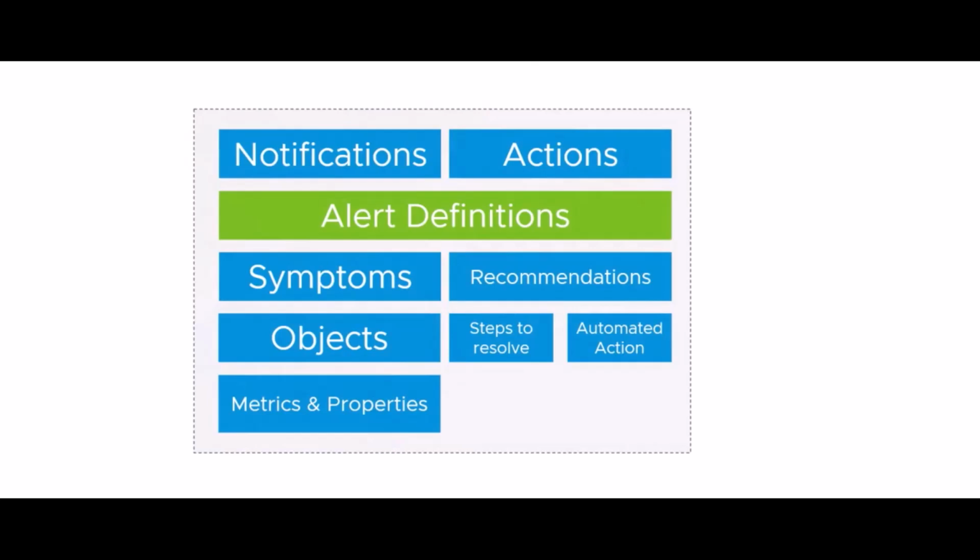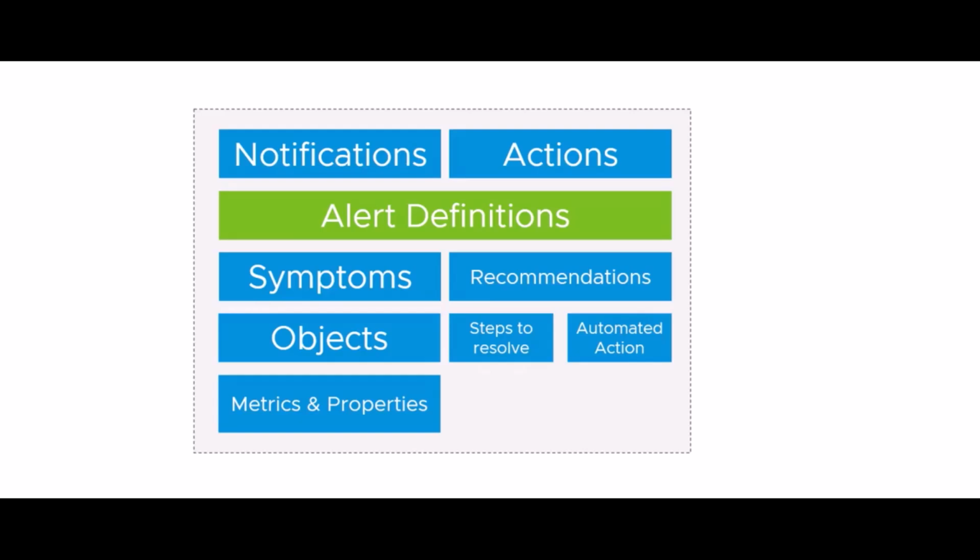The main component of an alert is the alert definition. It defines and describes the alert. Symptoms trigger the alert definition. Symptoms are conditions where objects are evaluated based on metrics and properties. If they are in a particular state or a particular threshold is reached, then they trigger the symptom to be true. Multiple symptoms can also be bundled into an alert definition.